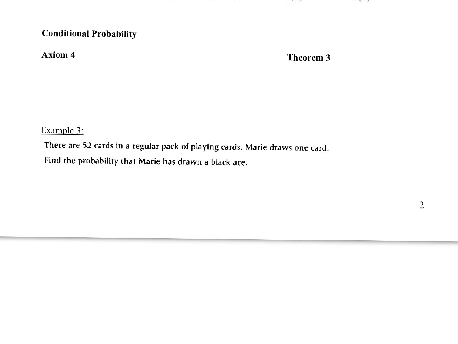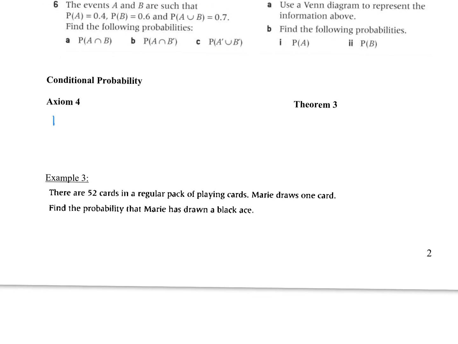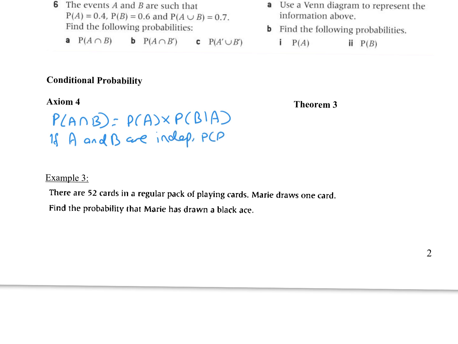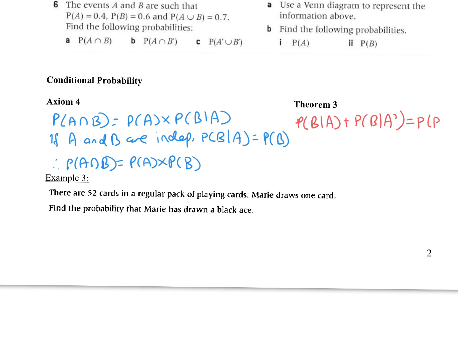So now you can fill in your notes if you haven't done this. Probability of A intersecting with B is equal to probability of A times probability of B given A. If A and B are independent, then probability of B given A is equal to probability of B. Therefore, probability of A intersecting with B would be probability of A times probability of B. Now, for theorem 3, probability of B given A plus probability of B given A complement is equal to probability of B.